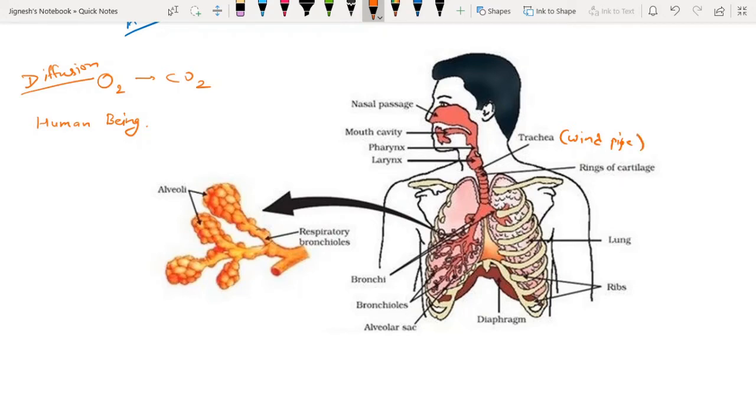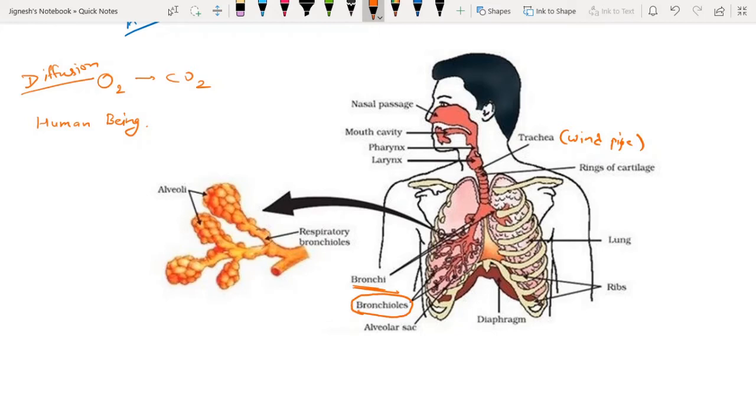Now you can see the trachea is divided into two main parts. These two main parts are called bronchi. They are branches like a tree, with a main trunk, and this trunk is called the trachea or windpipe. It enters into the two parts called bronchi. Now the bronchi have many branches like this, which are called bronchioles.